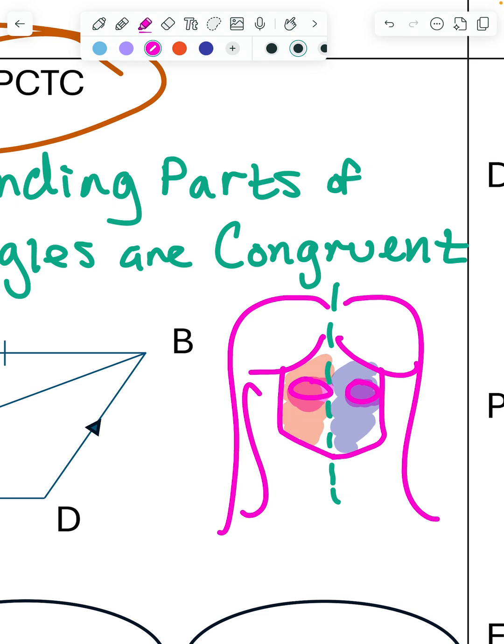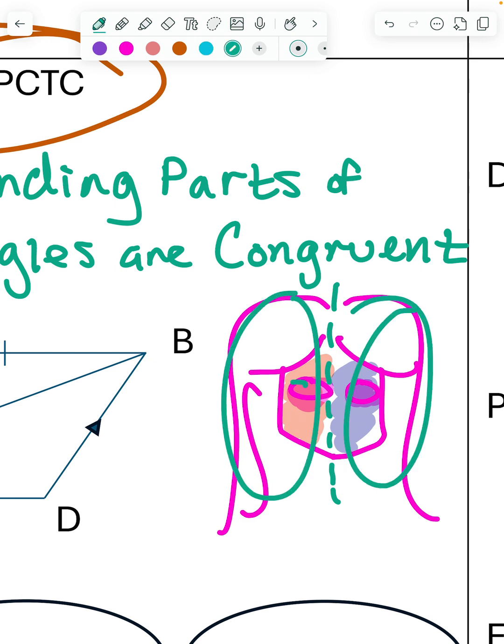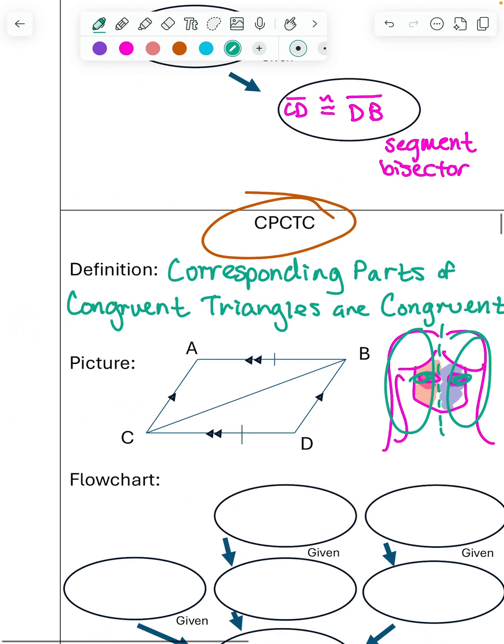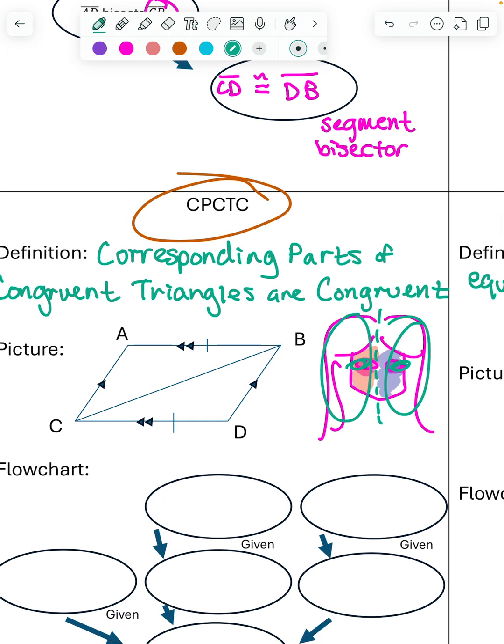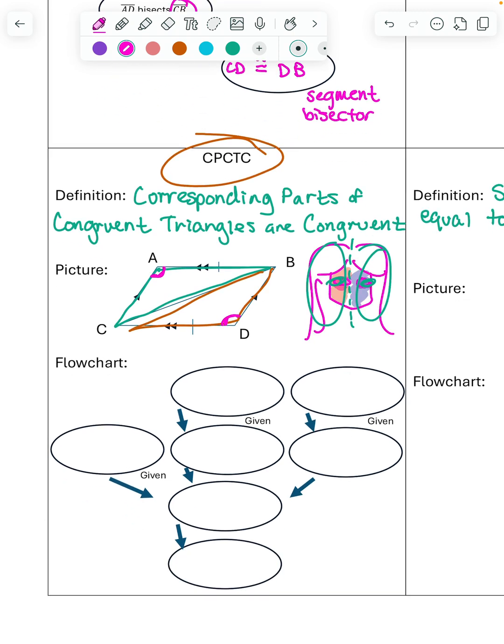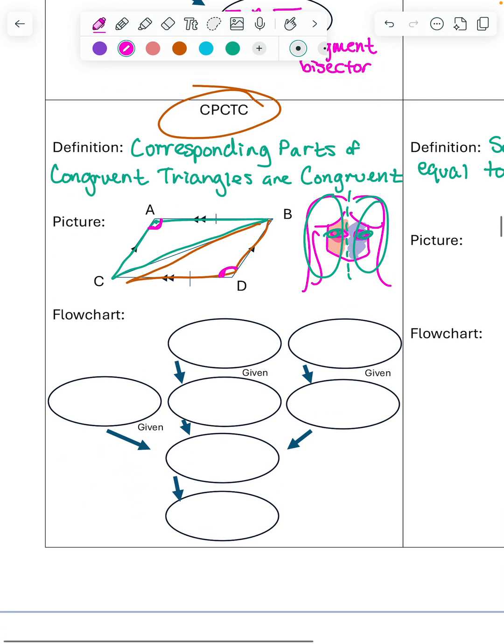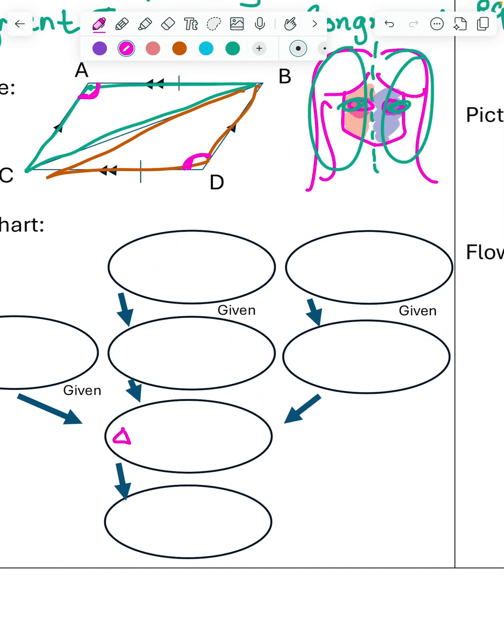You definitely could. If I'm saying the whole thing on the left is equal to the whole thing on the right, well, I could take parts of the left and say they're equal to parts of the right. And that's what we're saying with the triangles here with CPCTC. If I say that this entire triangle over here is equal to this entire triangle over here, then I could definitely pick out little parts and say, well, then that angle is equal to that angle, right? So that's what we're doing with CPCTC. We're going to eventually say that the triangles are equal.